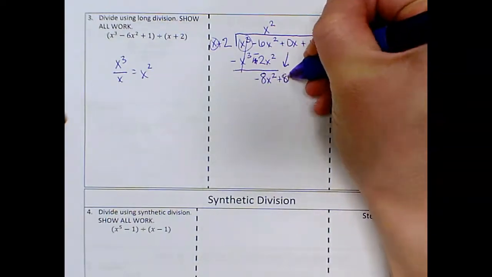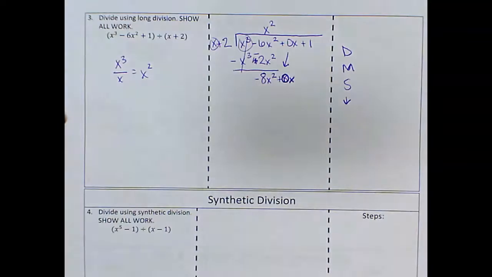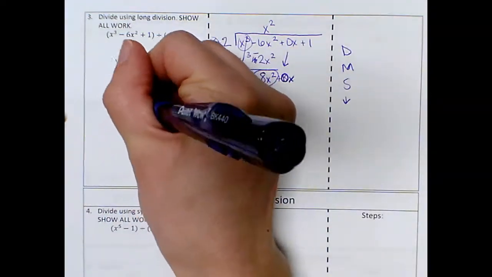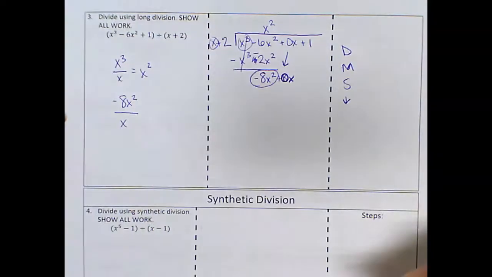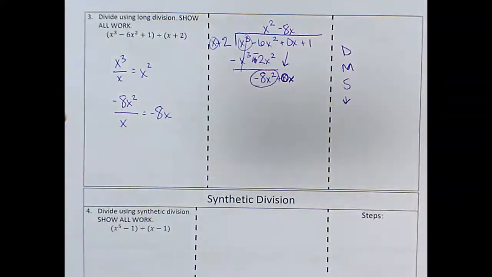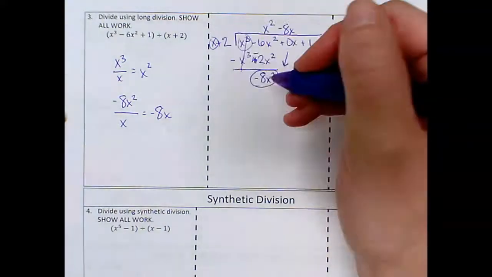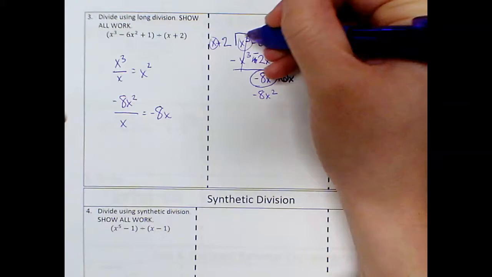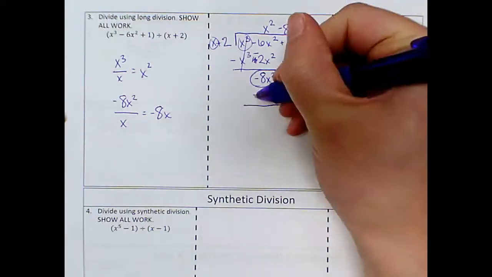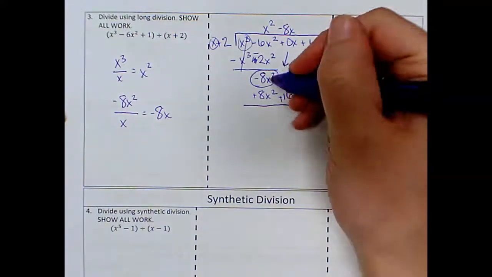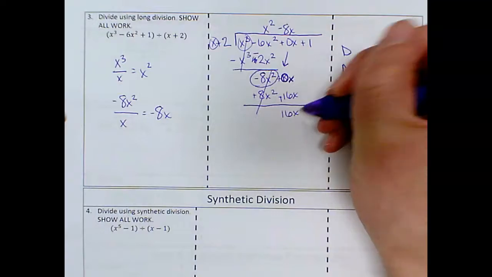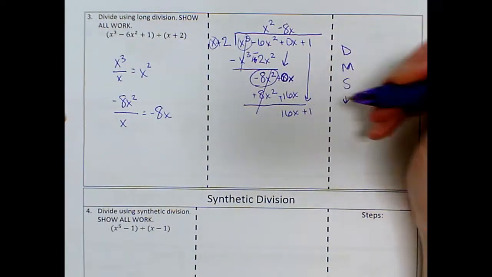Bring down your next term, with its connecting sign. And I start division over again. First term, negative 8x squared divided by x leaves me with negative 8x. When I distribute, negative 8x times x is negative 8x squared, and negative 8x times 2 is minus 16x. Draw the line, change both signs. I have no x squareds, and then I have 0x plus 16x, which is 16x's. Bring down my plus 1.